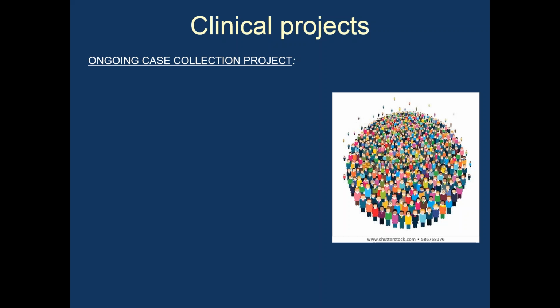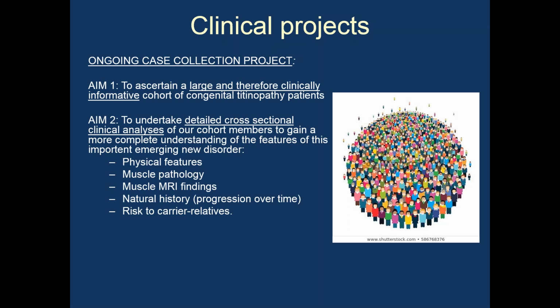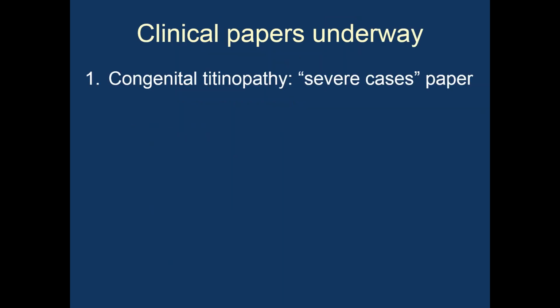So ongoing case collection. So you can definitely help me with this. What we're doing is ascertaining a large and therefore clinically informative cohort of patients. So basically, we're still collecting cases. And we want to do that to do additional cross-sectional analyses like our cohort studies, looking at a whole lot of features and getting a much better idea about those. And our goal was 100 cases, and we've currently got about 80 from around the world. So that's terrific. We've got lots of clinical papers underway.